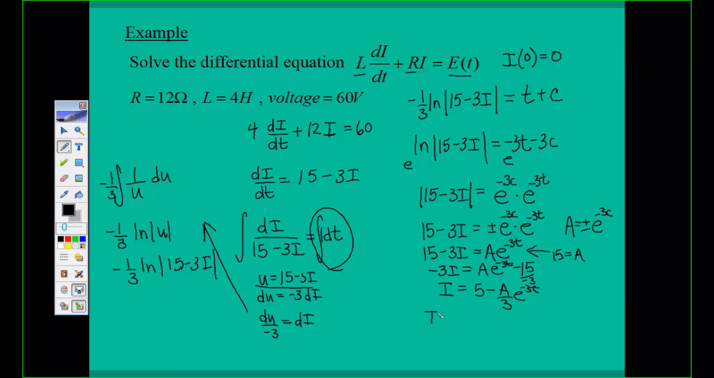If we plug that in, we have i equals 5 minus 15 divided by 3, which is 5, e to the negative 3t. There's the solution to our differential equation.